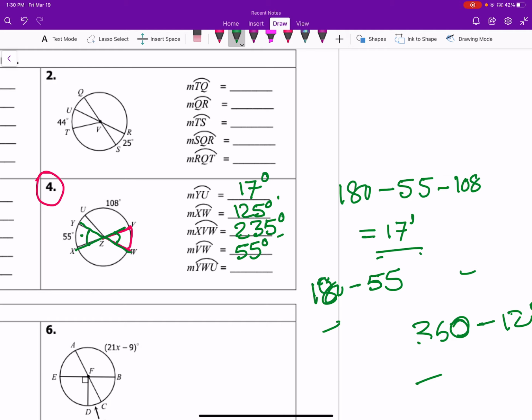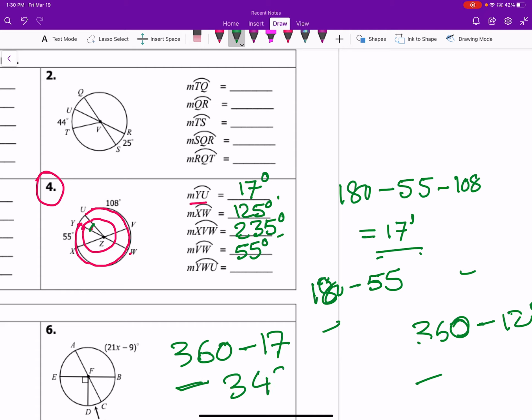Then YWU. So where is YWU? Let's first determine that, then you go for the solution. YWU. So we go this way, exactly this way. If you remember, I have determined YU is 17. So from this whole thing, 360, this green part 17 is gone. So 360 minus 17 gives me that. That should be 343. That's the way you measure them. That's it.